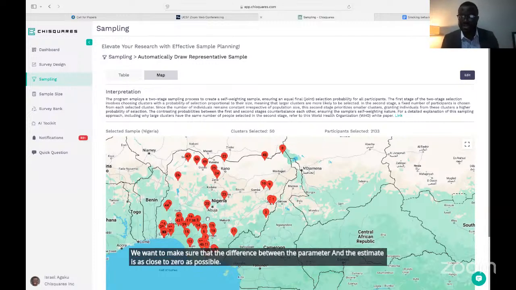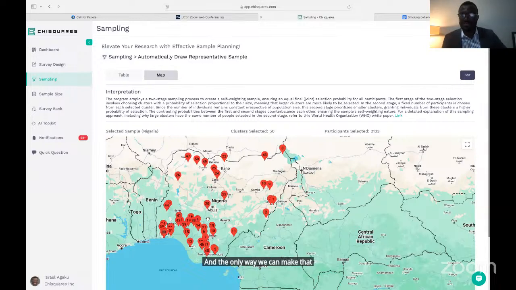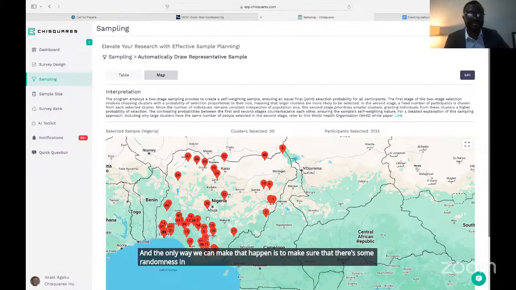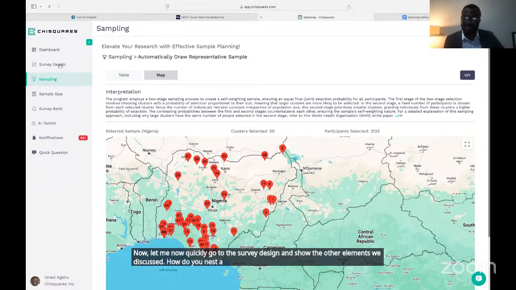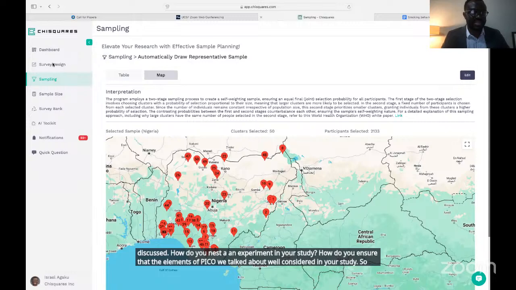And the only way we can make that happen is to make sure that there's some randomness in how we select people. Now, let me quickly go to the survey design and show the other elements we discussed. How do you nest an experiment in your study? How do you ensure that the elements of PICO we talked about are well considered in your study? So let me quickly do that in a few minutes.